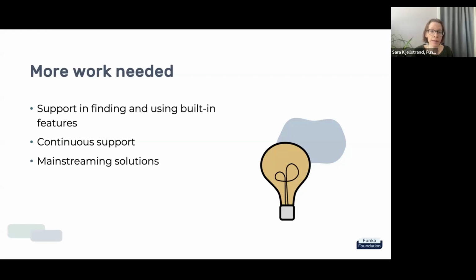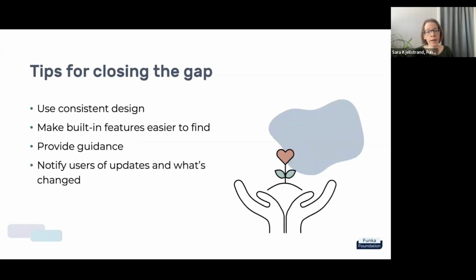So just to end this short talk, we have a few tips for closing the gaps. One of the things is to use consistent design so that people are not having to look for things where they don't usually expect to find them, and to make built-in features easier to find.